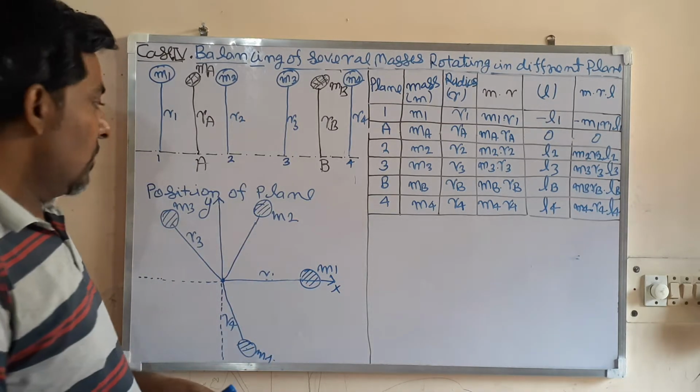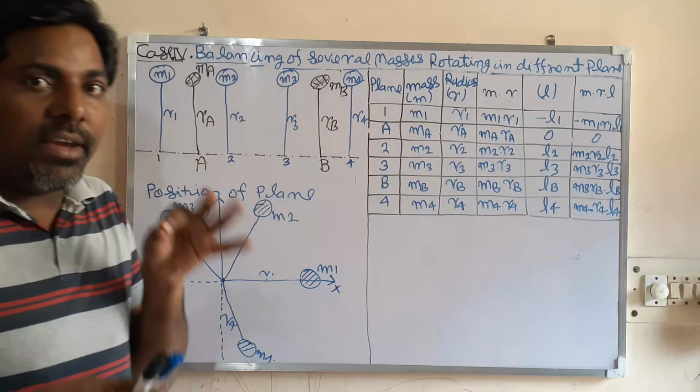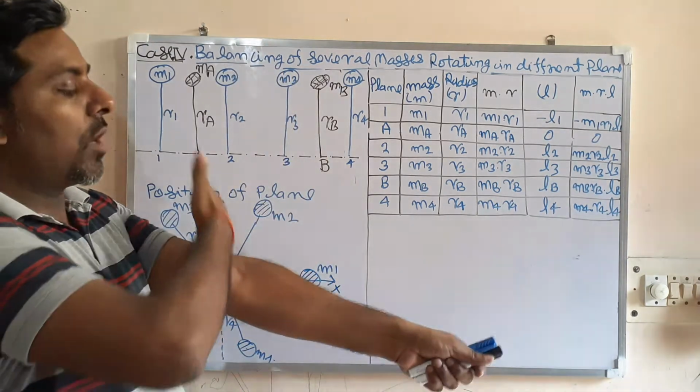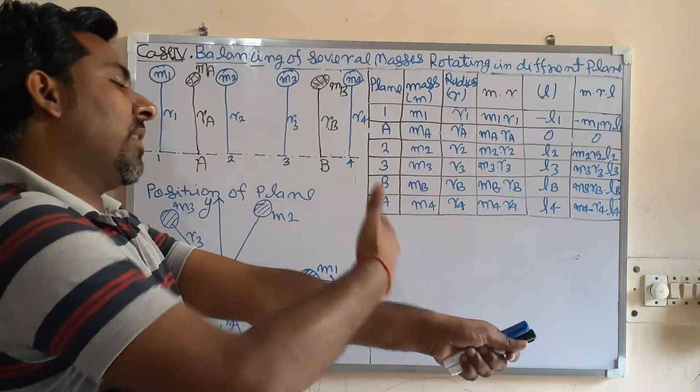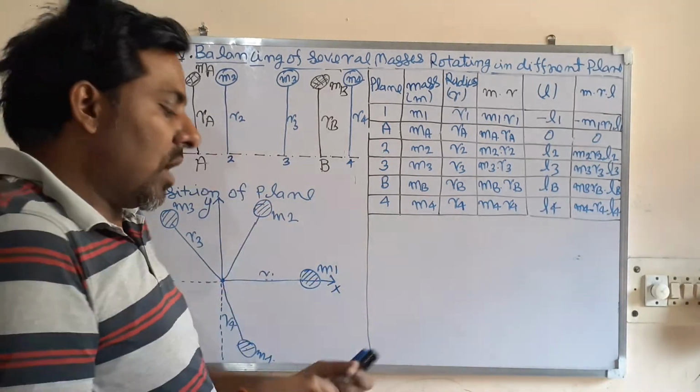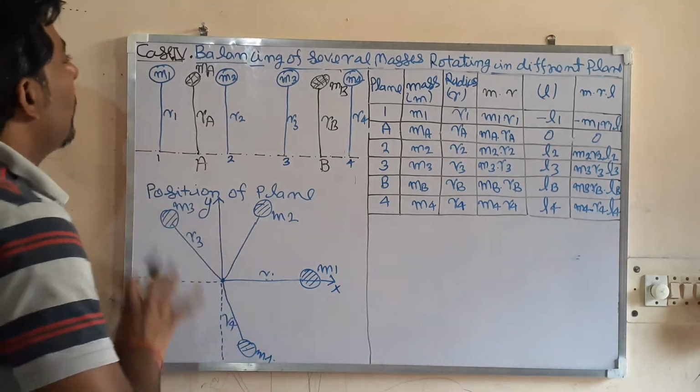Reference plane. So reference plane is a plane which is perpendicular to the axis of rotation. You can take it at any place, but it is perpendicular to the axis of rotation. That is what the reference plane is.